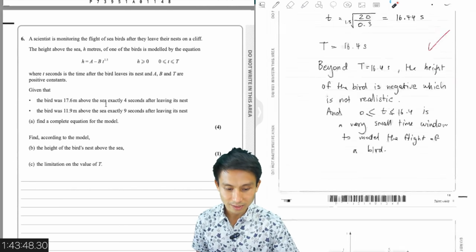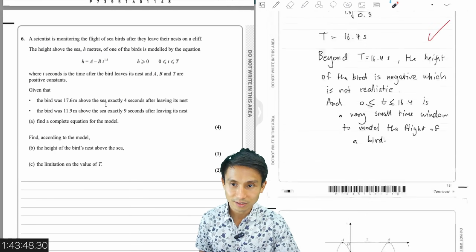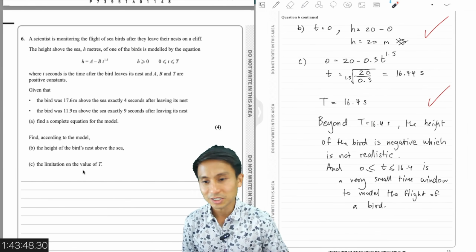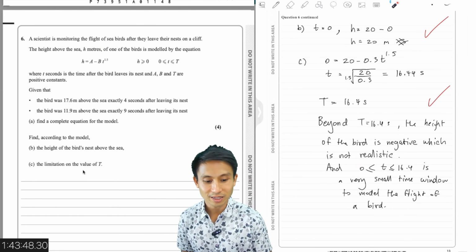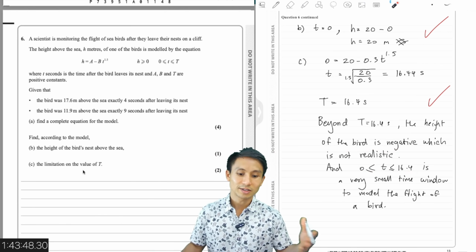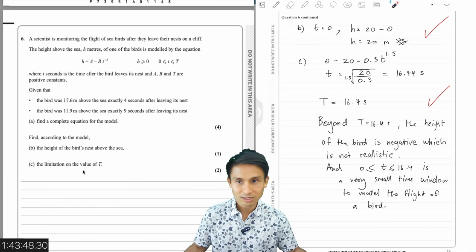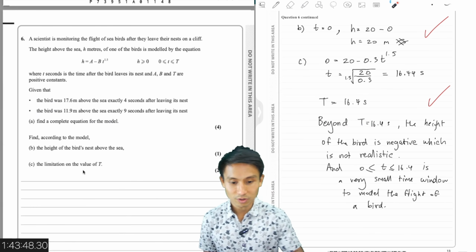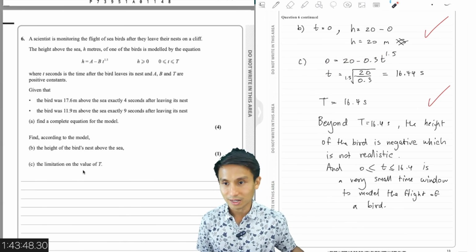This one I mentioned at the start of the overview, for part C here, the limitation of t. The limitation is basically that t cannot be greater than 16.4. I already said that, so I implied the answer there: if t was greater than this value, it would have made the h negative, which is not realistic. So that is the limitation there, 16.4. All right, and that's it. And we proved it by equating h equals 0 to find that.